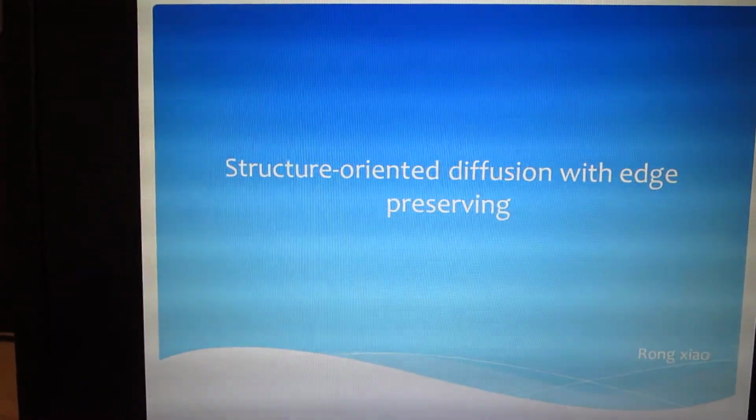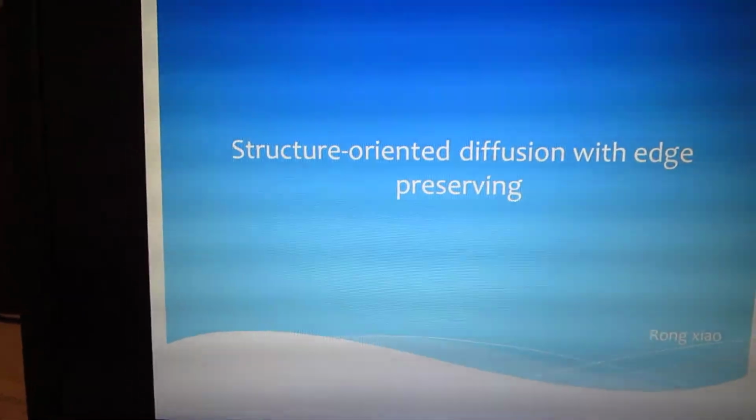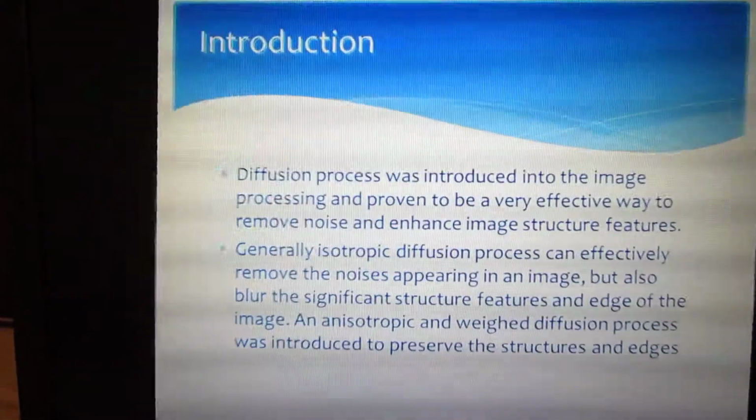Good morning, everyone. What I'm going to talk about today is structure-oriented diffusion with edge preserving.